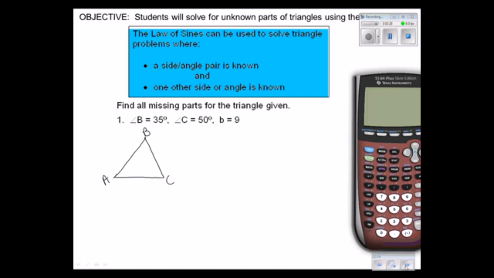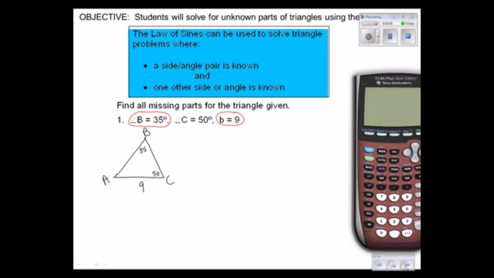And this tells me that the measure of angle B is 35, the measure of angle C is 50, and the side across from angle B is 9. This is a side angle pair, an angle measure and the length of the side across. You have to have that in order to establish a part of your proportion.